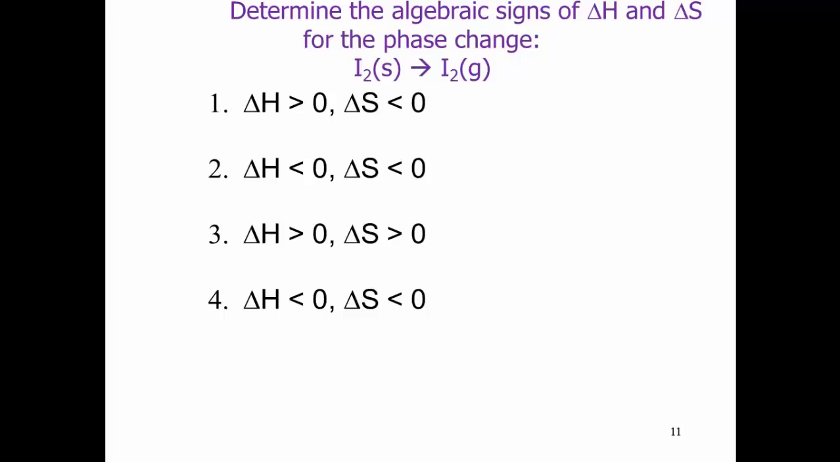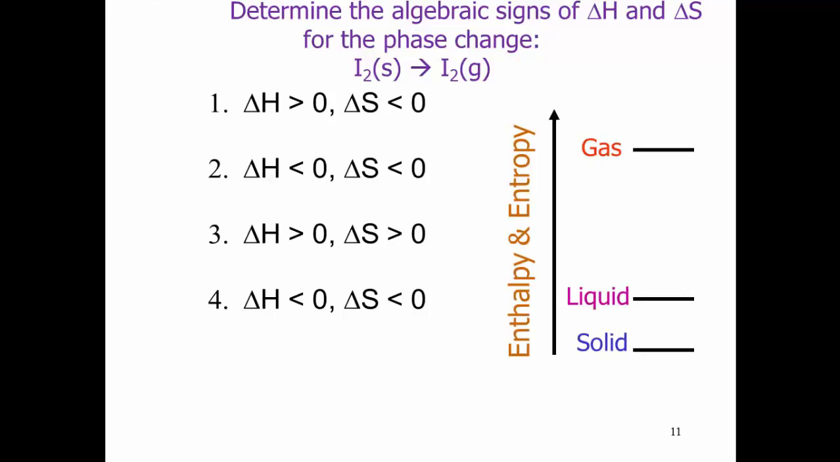Question: determine the algebraic signs of delta H and delta S for the phase change, iodine solid going to iodine gas. All you need is the diagram. Both enthalpy and entropy use the same diagram. Which way does the arrow point when you go from solid to gas?